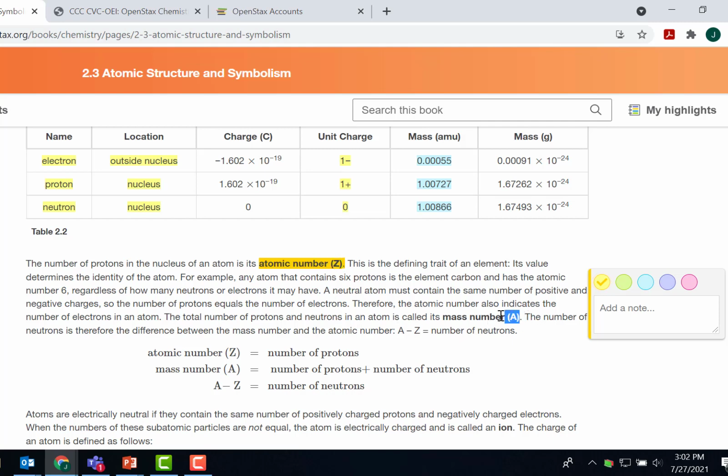We have another number called the mass number. The mass number is the number of protons plus the number of neutrons. So we call that the mass number. It's called the mass number because the protons and the neutrons have most of the mass. Almost all of the mass is from those two particles.